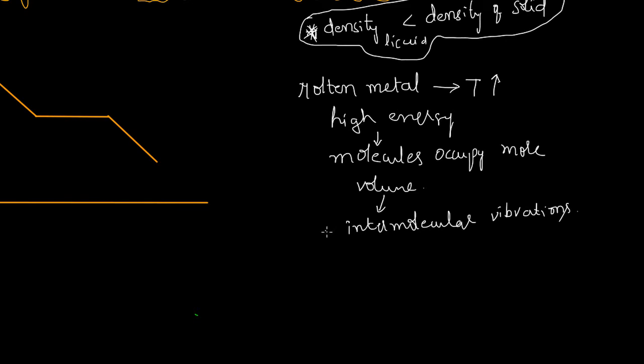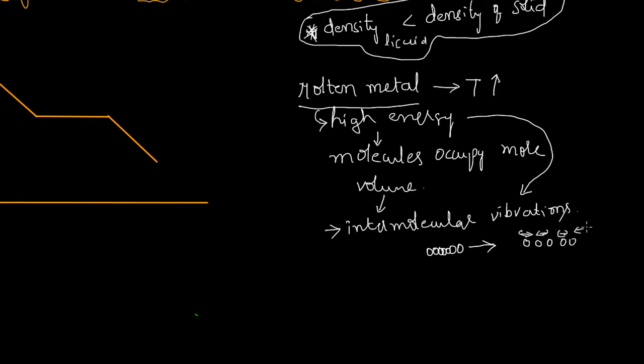Intermolecular vibrations. Because the molten metal has high energy, the thermal energy is converted into kinetic energy, so that molecules will vibrate. Due to these vibrations, the gap between the molecules will increase. For example, this is the initial state, that is at room temperature. After giving high heat, it will come to this shape like this. So these vibrate to and fro.